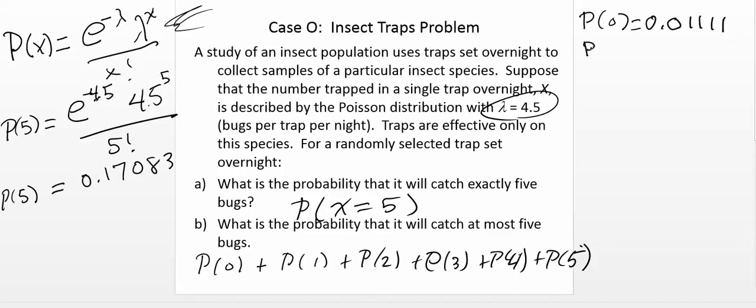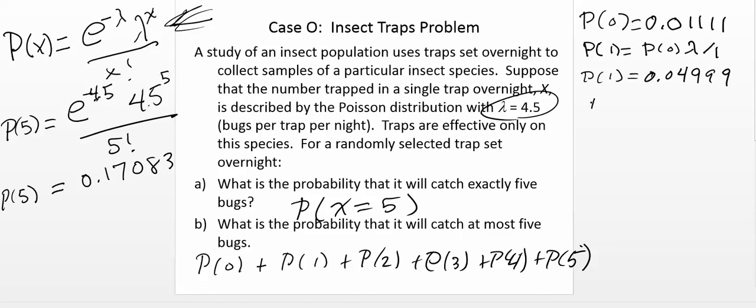Now, how would I get the probability of 1? I can apply this equation, or I can use the formula. I'll use the probability at 0 multiplied by lambda divided by the new x. So I'll multiply by lambda and divide by 1. Well, lambda is 4.5, so I get a probability that x is 1 equal to 0.01111 times 4.5, or 0.04999. Again, 5 digits beyond the decimal point.